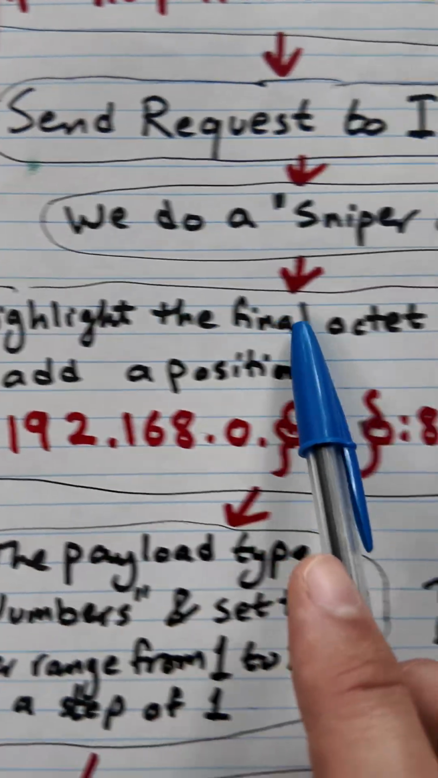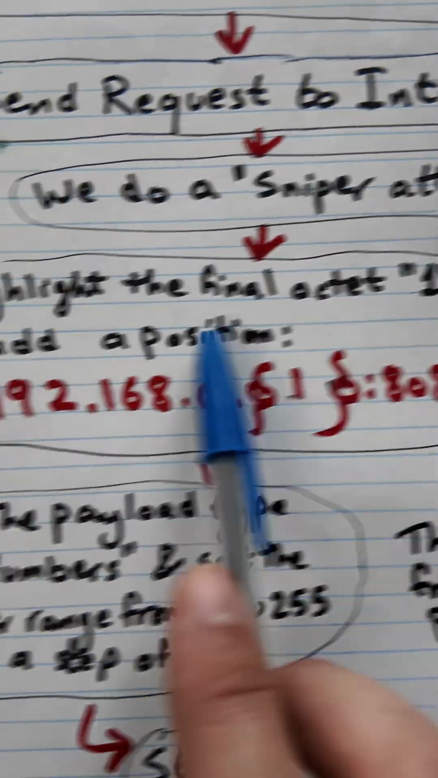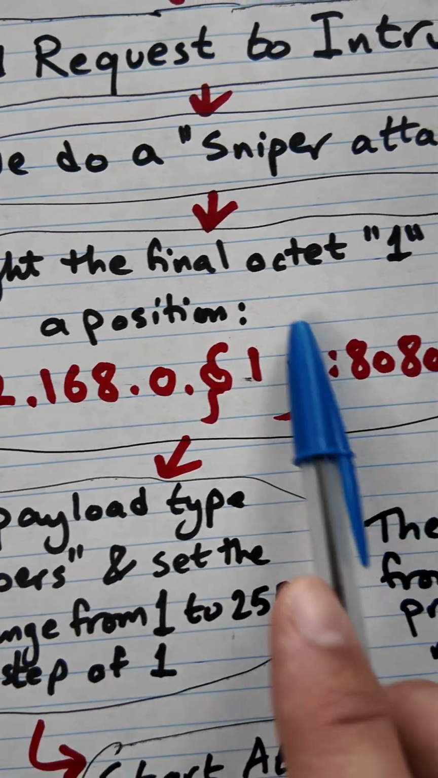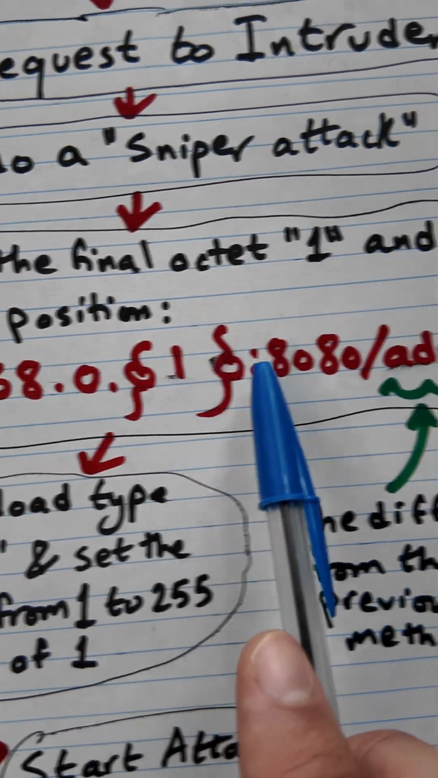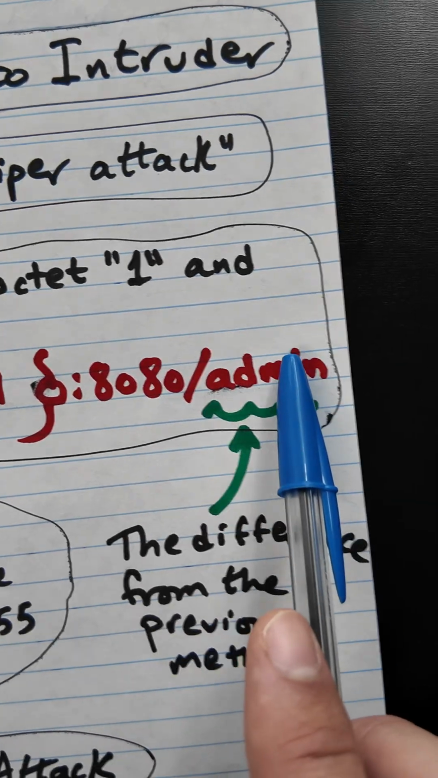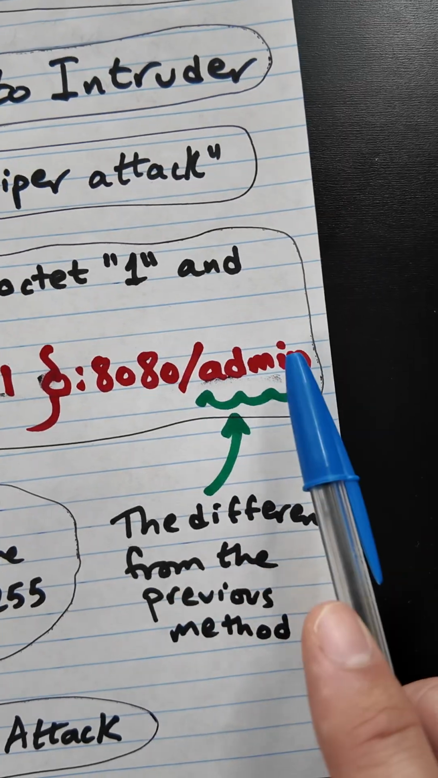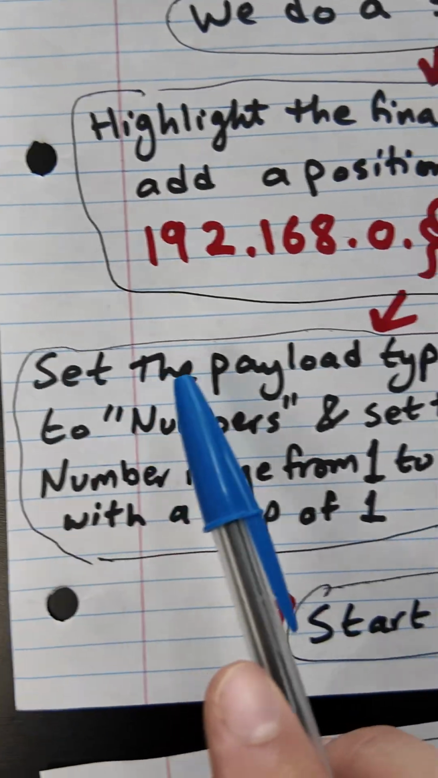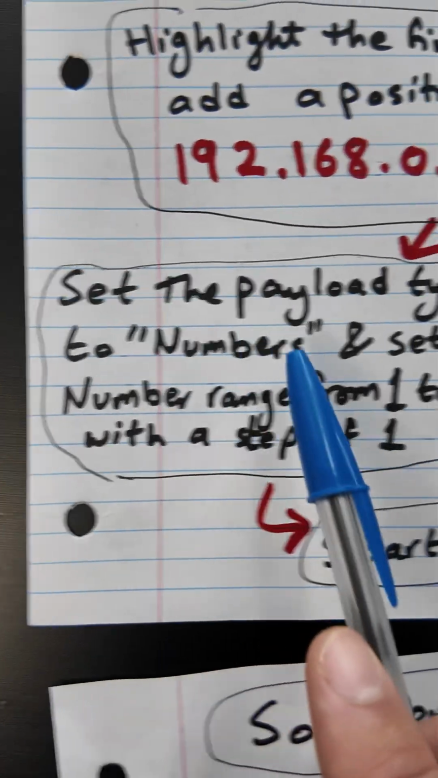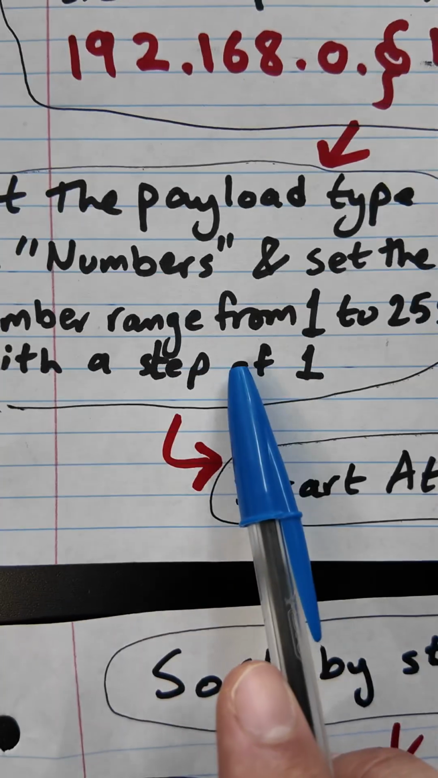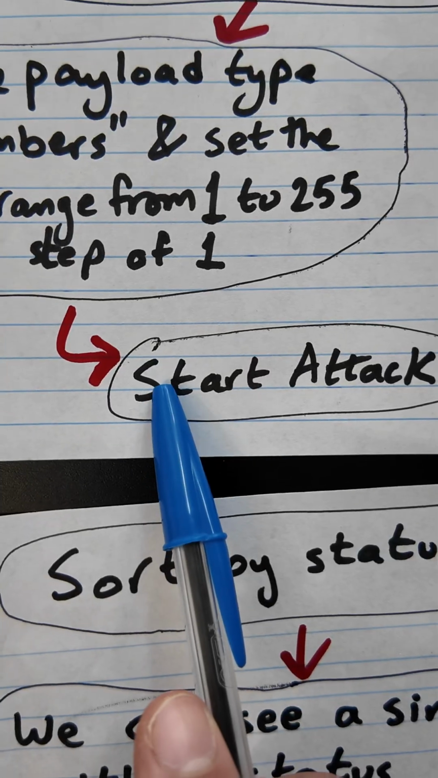We highlight the final octet, which is 1, and add a position. So we have our IP address, then a position around 1, which is the last octet. Port 8080/admin. This is the difference from the previous method, the /admin. We set the payload type to numbers and set the number range from 1 to 255 with a step of 1. We click start attack.